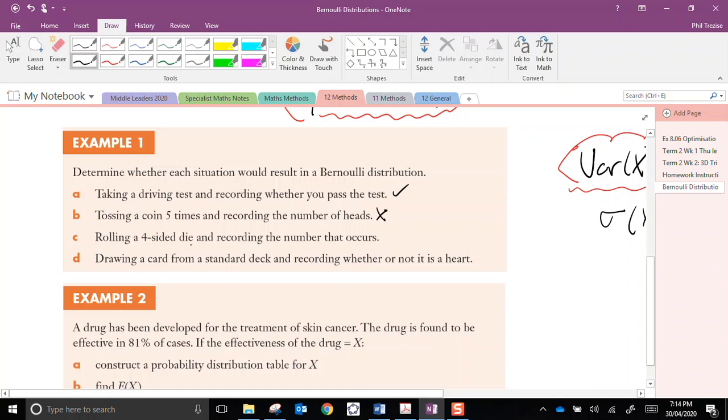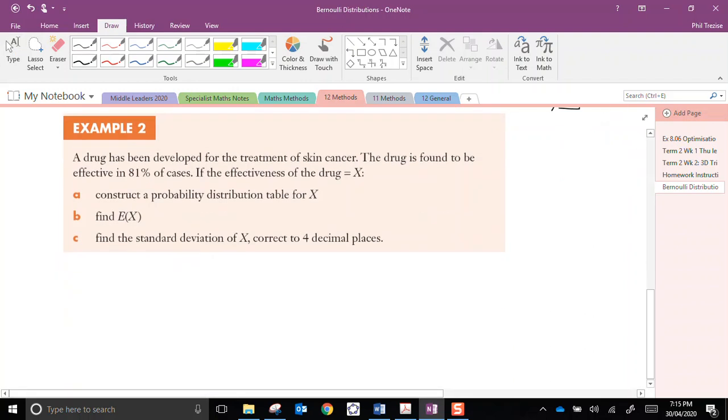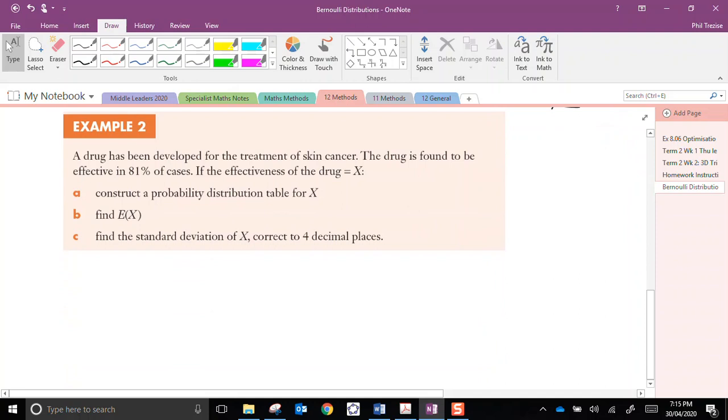Rolling a 4-sided die, so that must be a tetrahedral shaped die, and recording the number that occurs. Well, if it's tetrahedral, there are 4 different numbers, so there are 4 outcomes. This is not a Bernoulli event. And drawing a card from a deck, recording whether or not it is a heart. So when you draw the card, it is either a heart, success, or it's not a heart, fail. That is 2 outcomes, that's a Bernoulli event. I mean, really, what could be simpler? 2 outcomes or not?